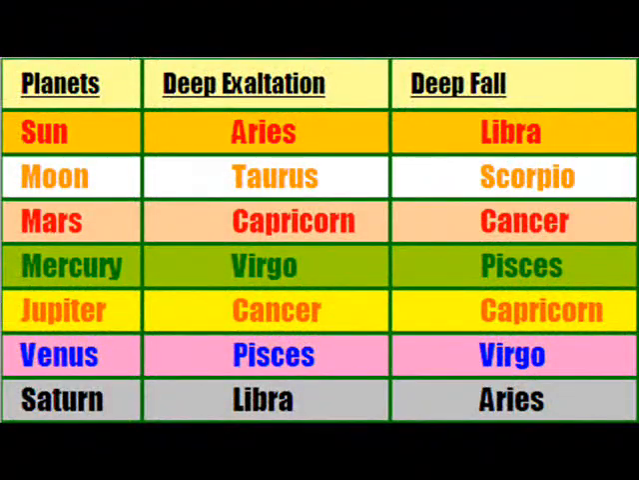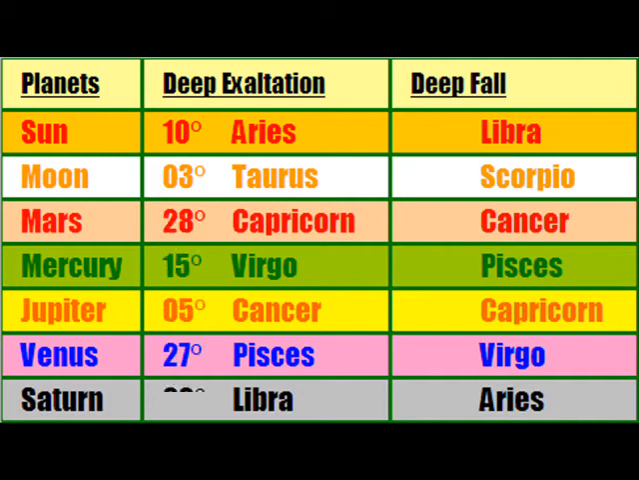From the Sun onwards, the deepest exaltation degrees of the planets are 10, 3, 28, 15, 5, 27, and 20 respectively. And like I said earlier, the planets are debilitated at the 7th house from their respective exaltation signs. The degrees of deep exaltation will also apply to deep fall of the planets respectively.